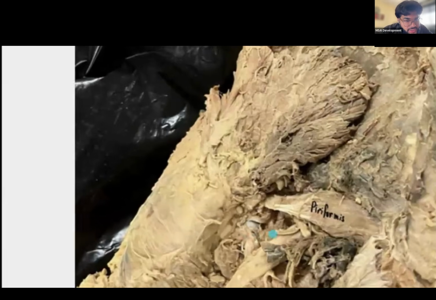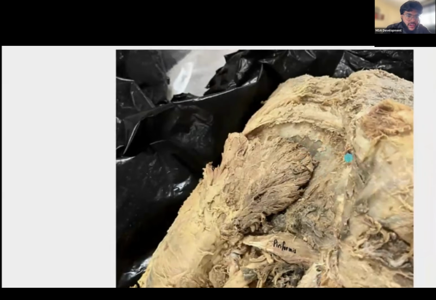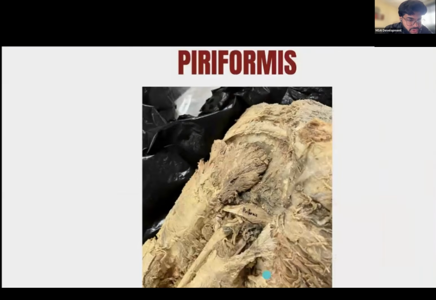Over here, you can see your piriformis muscle right here. This is your piriformis muscle. Once you have removed the, if I'm not mistaken, this is your gluteus medius over here, and right under it, you can see your piriformis muscle.